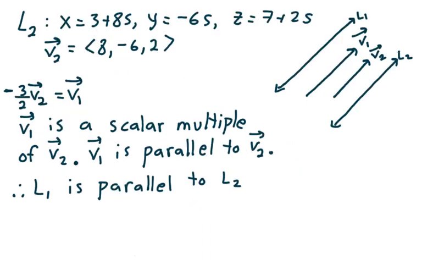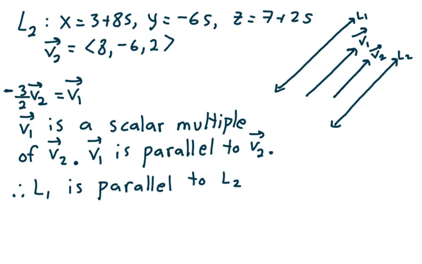Now, L2 is equal to this. So it's the parametric equations x equals 3 plus 8s, y equals negative 6s, and z equals 7 plus 2s. And so v2 is a vector that runs parallel to line 2, and that's given by, again, the vector 8, negative 6, 2. And again, I do the same thing.